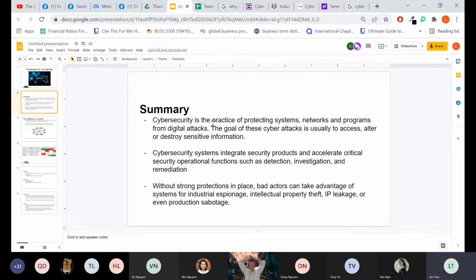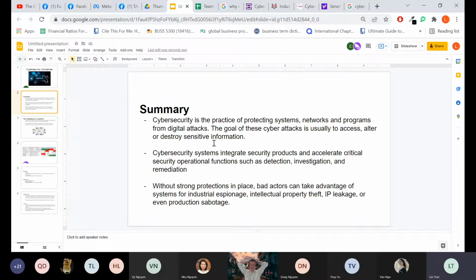Cybersecurity is the practice of protecting systems, networks, and programs from digital attacks. The goal of these cyber attacks is usually to access, alter, or destroy sensitive information. For example, since we are studying online, the learning material can be leaked from MIT to other universities around the world.